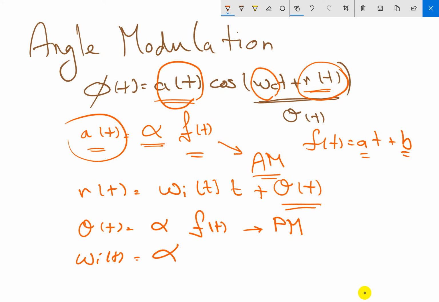this type of modulation is called FM modulation. This type of frequency is called amplitude modulation. So let's begin from the beginning. If this is the general formula of A of t, cosine omega ct plus r of t.